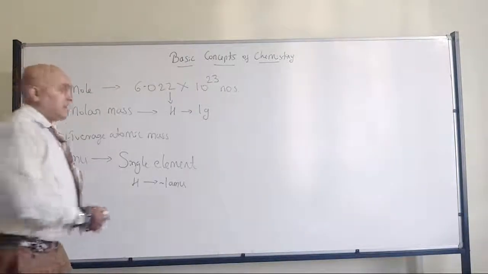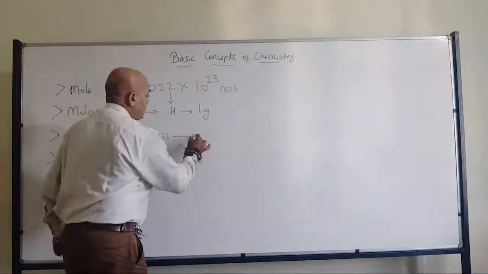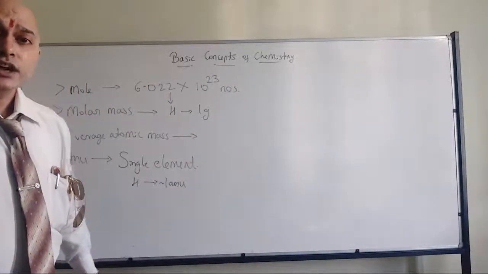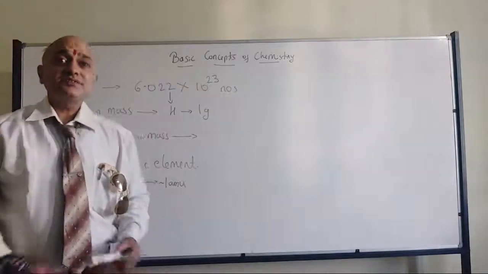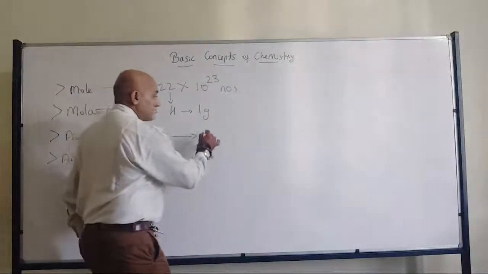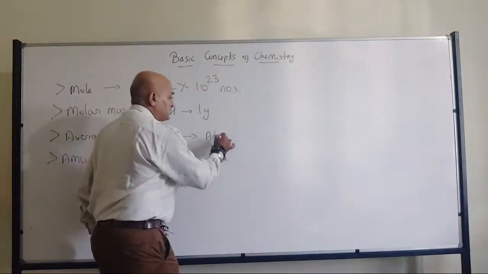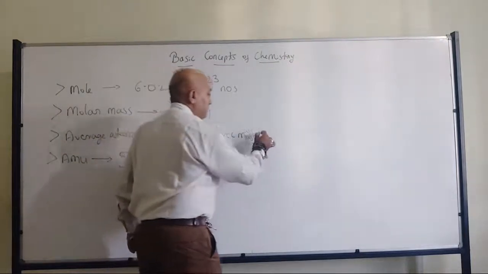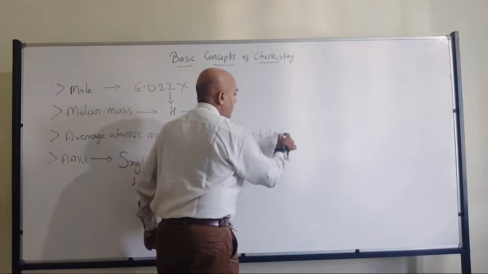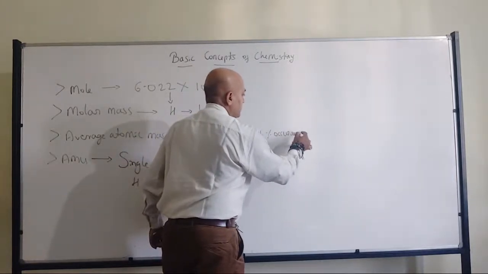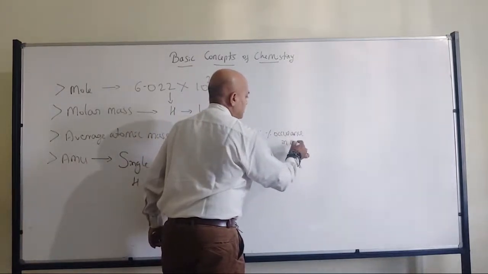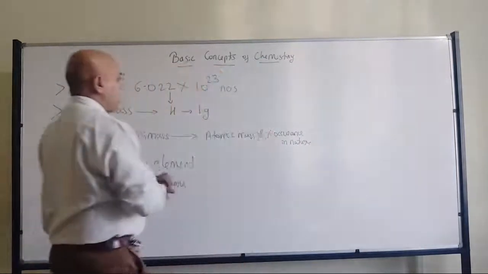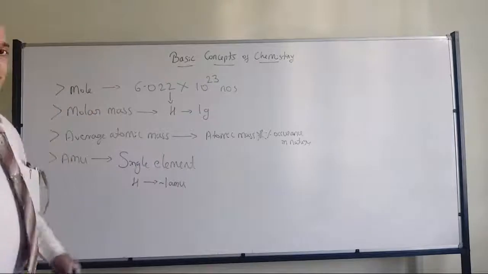Fine. Now, when it comes to average atomic mass, that's where we are going to consider the atomic mass plus percent occurrence in the nature, plus in the sense multiplied, percent occurrence in the nature.